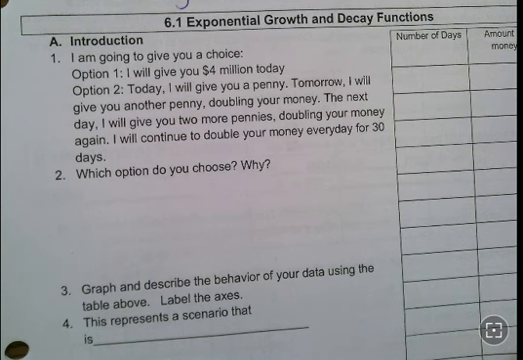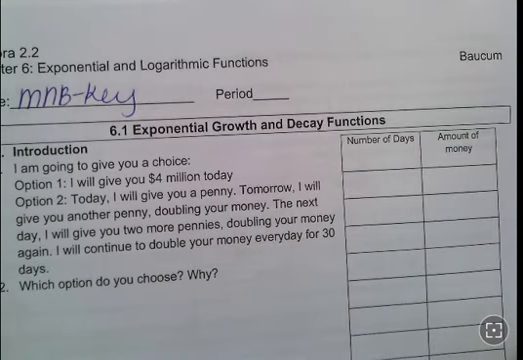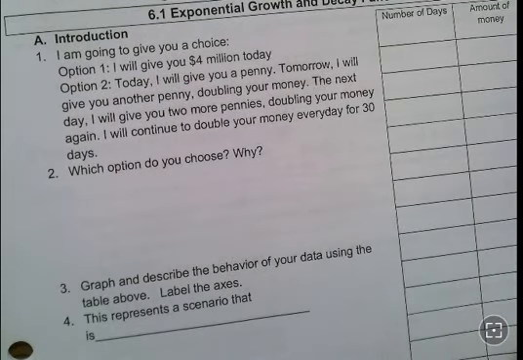Okay, for this introduction here, I'm going to give you two choices. I'm either going to give you $4 million today, or today, for option 2, I'm going to give you a penny. And then tomorrow, I will give you another penny, doubling your money. And then the next day, I will give you 2 more pennies and double your money. And then the next day, I'm going to double your money again, okay? And this is going to happen for 30 days. All right, and so my question to you is, which one would you choose and why?